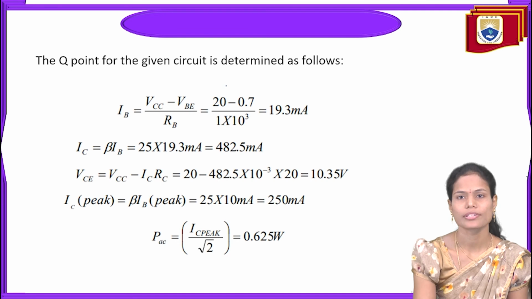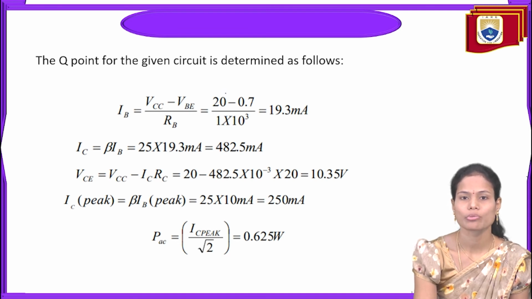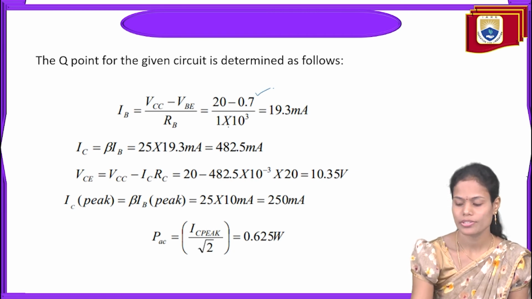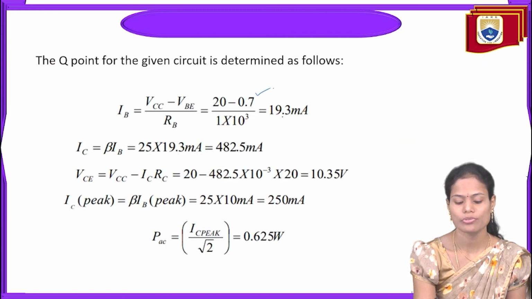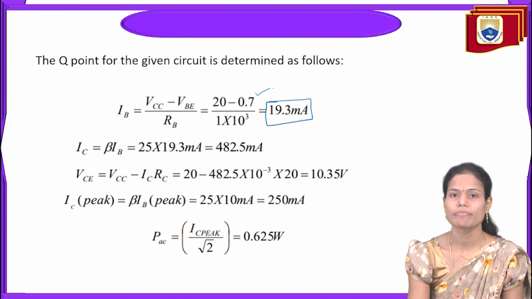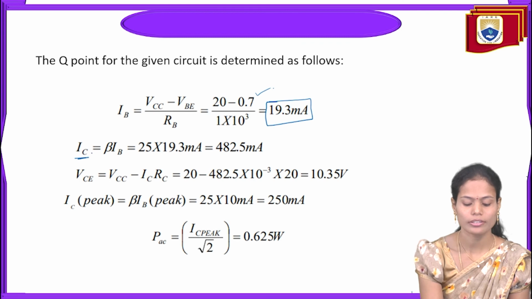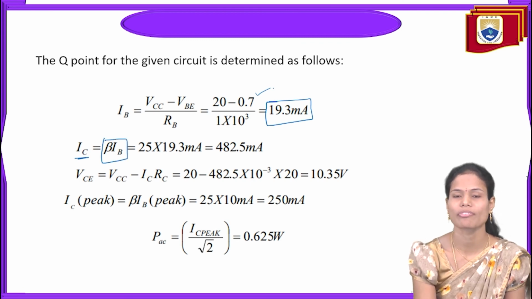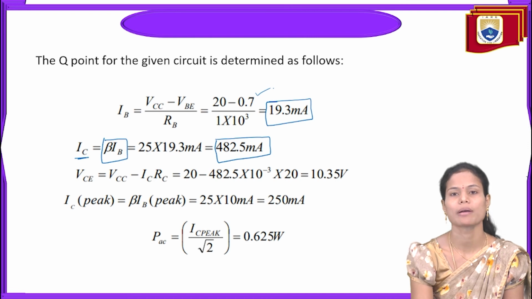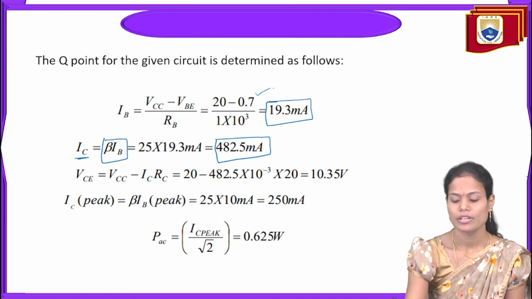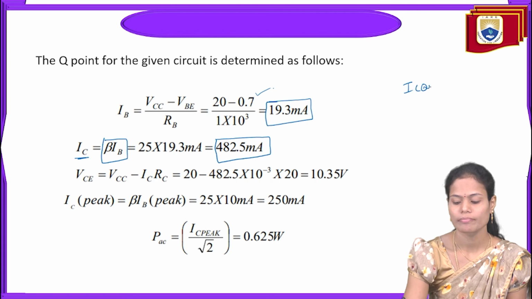VCC is given as 20 volts, the base to emitter voltage of the silicon transistor is 0.7 volts, and the base resistance is 1 kilo ohm, given in the circuit itself. If we substitute all these values, we get the base current as 19.3 milliamps. From this base current, we can calculate the collector current, that is the multiplication of the current amplification factor and the input current. If we substitute the two values, we get 482.5 milliamps of collector current here.